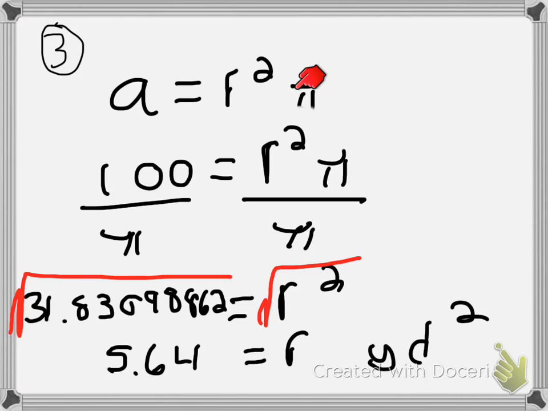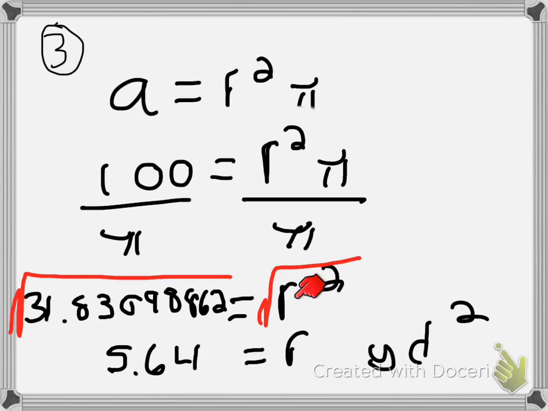Okay, now, I want to get this by itself. The first thing I have to do is divide on both sides by pi to get this pi away from this r squared. So pi divided by pi is 1. So all I have left is r squared. You should be working with me, and make sure you understand it.